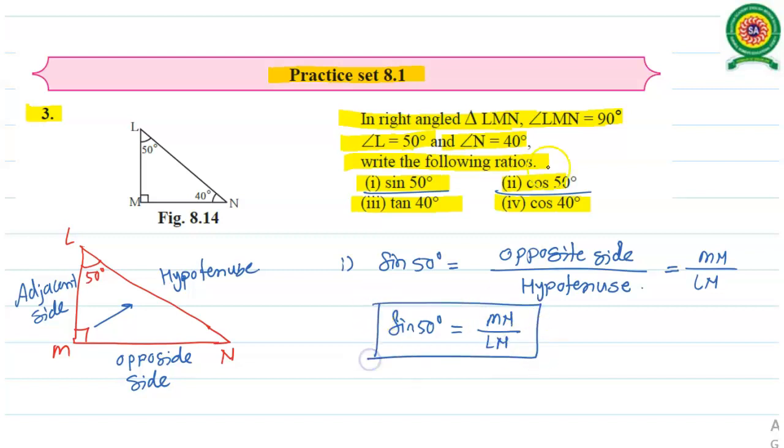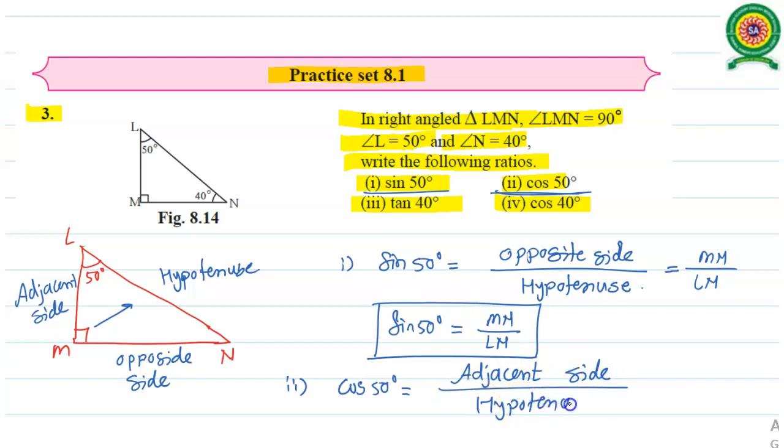Now to evaluate the second trigonometric ratio, that is cos of 50 degree. So basic formula for the cosine of an angle, we have adjacent side upon hypotenuse. So look at the triangle and let's evaluate now the adjacent side of angle 50 degree. We have LM, and the hypotenuse we have LN.